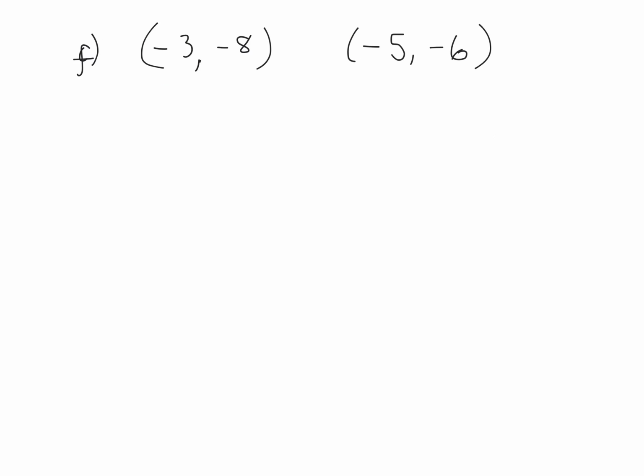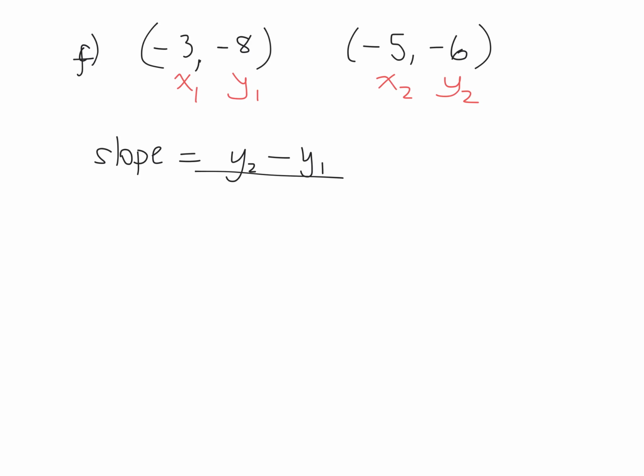Okay, so again, we're going to start with labeling our coordinates. You always label them x, y, x, y. You tell me, which one do you want to call coordinate 1? Negative 5. The one on the left? Okay, 1, 2. Write down your formula just so you can start to memorize it: y2 minus y1 over x2 minus x1. Once you've labeled it and you've written your formula, plug in the values. What's my y2? Negative 6.